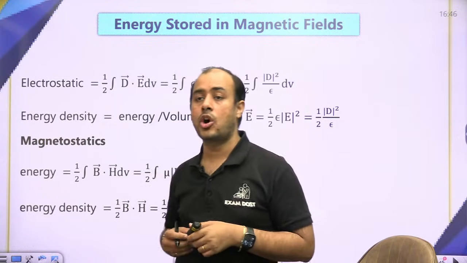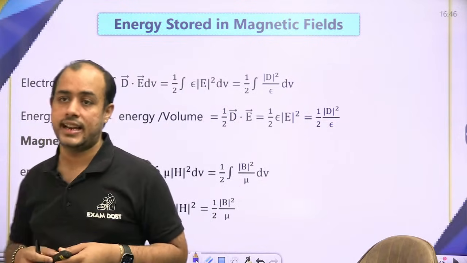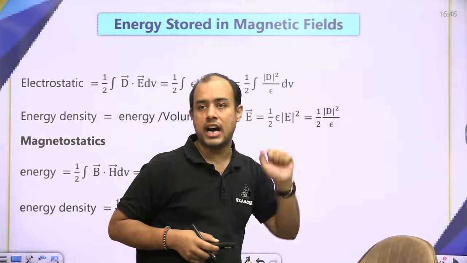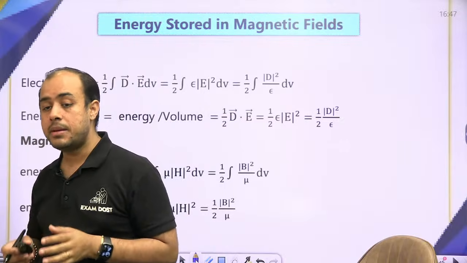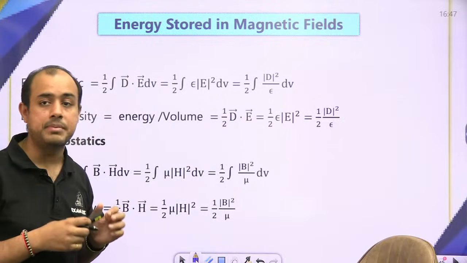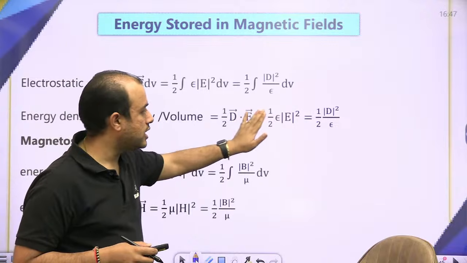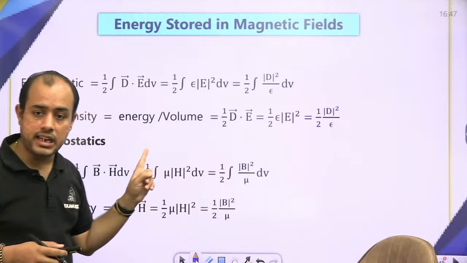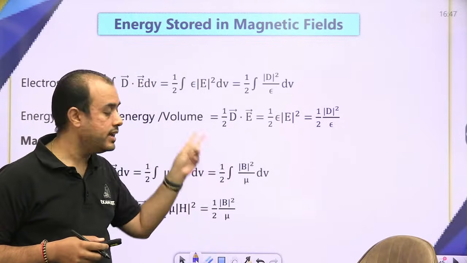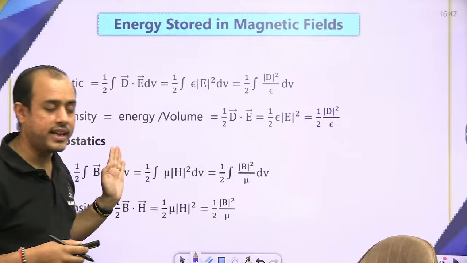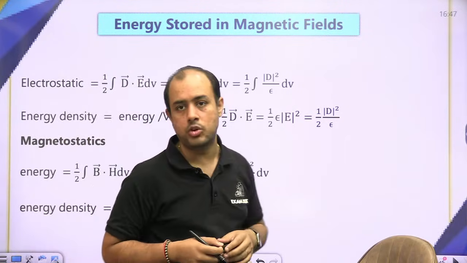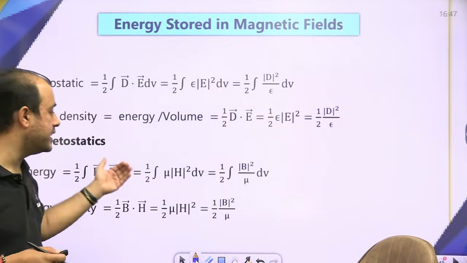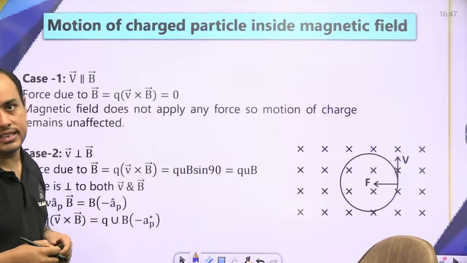Just like we talked about energy density in electrostatics, half D dot E, half epsilon E square, or half D square by epsilon, the same energy density you can define in magnetism: half B dot H, half mu H square, half B square by mu. Replace epsilon by mu, D by B, E by H. You will get the energy density, and volume integration of the energy density gives you the energy.